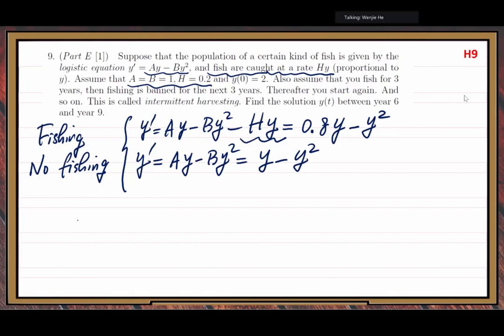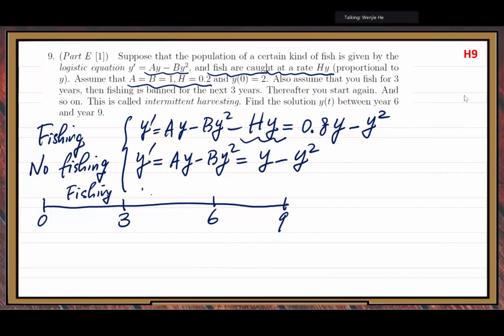Here, let me use a diagram to represent the different phases. Year 0, year 3, year 6, and year 9. Between 0 and 3, that's the fission case. Then no fission case. Then fission again.